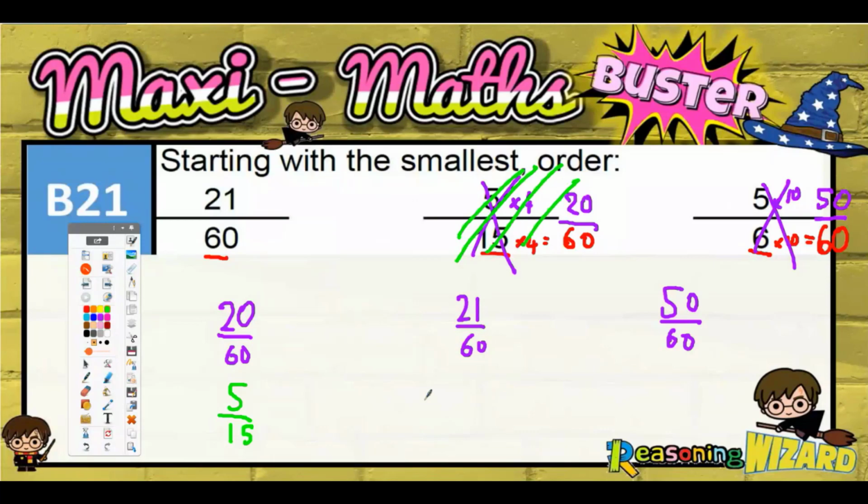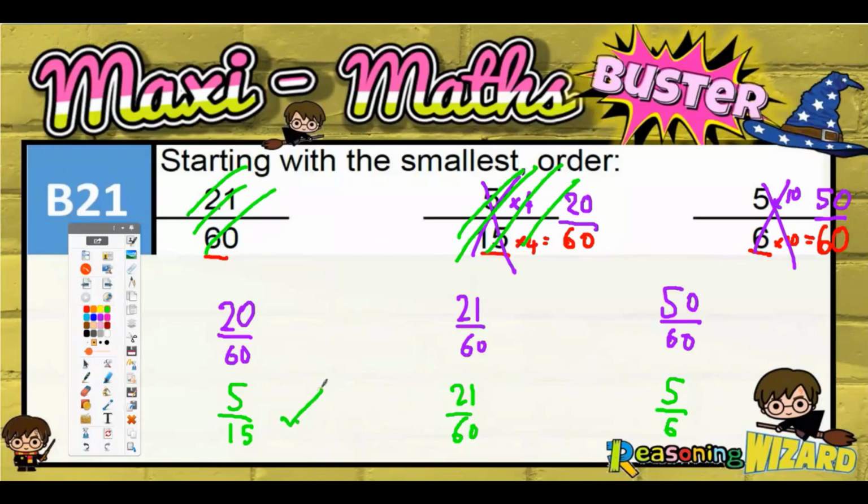Then it was 21/60ths. Well, that was 21/60ths, so I don't need to write anything else there. So that's that one done. And then the final one was 50/60ths, which came from 5/6. So I should really be writing the original fractions. So this is my final answer.